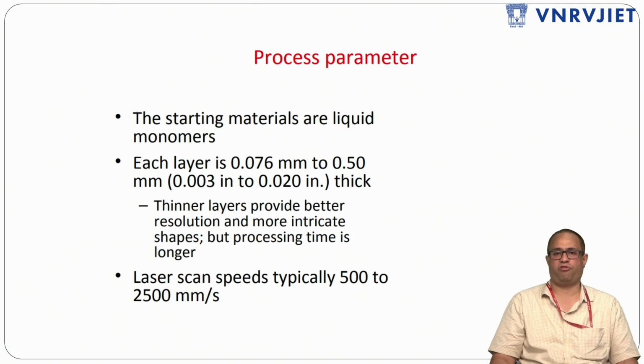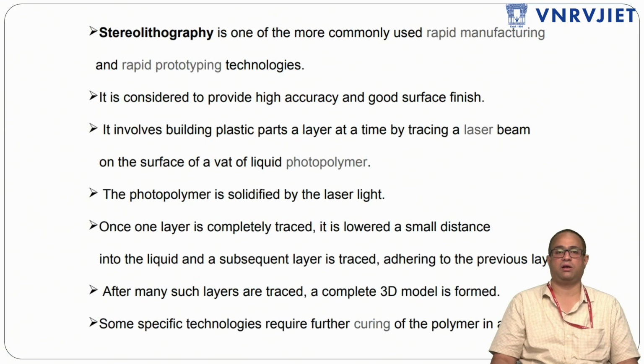Now coming to the process parameters. Each layer thickness is 0.076 mm to 0.550 mm, which in inches is 0.003 inches to 0.020 inches thick, and laser speeds are typically from 500 to 2500 mm per second.